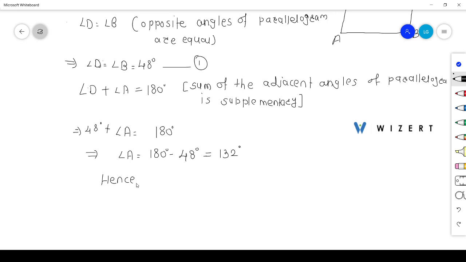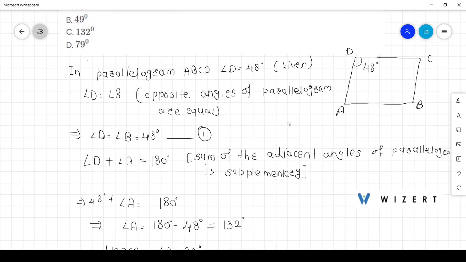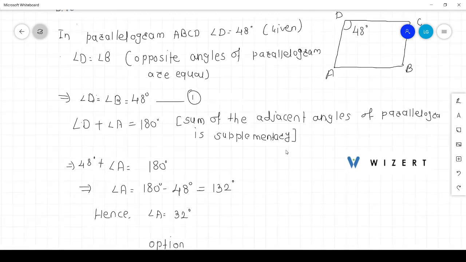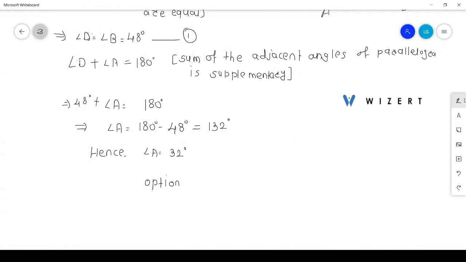Hence, measure of angle A is 132 degree. And from given options, we have option C as 132 degree. So our correct option is option C.